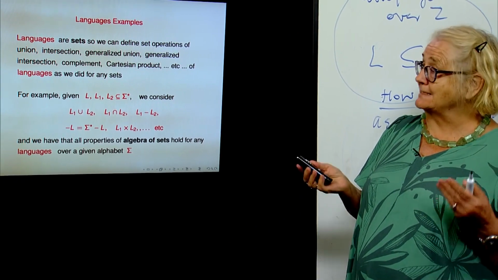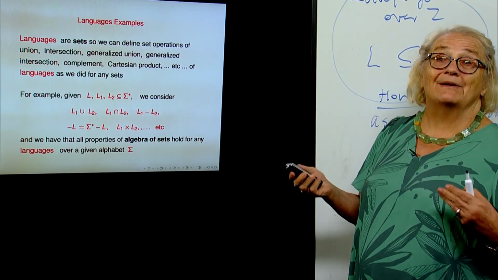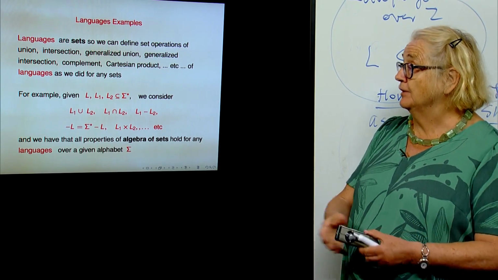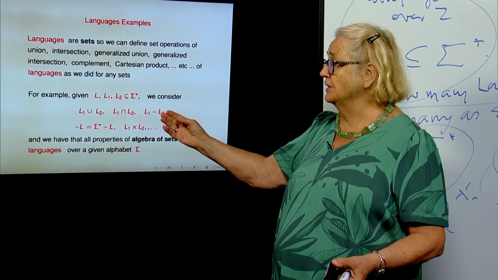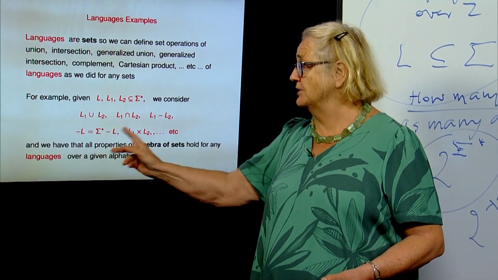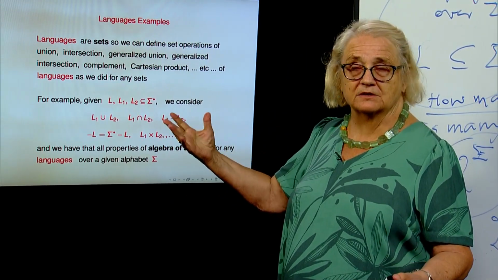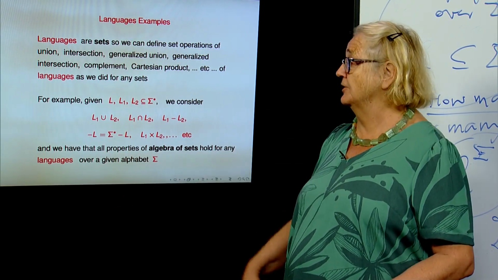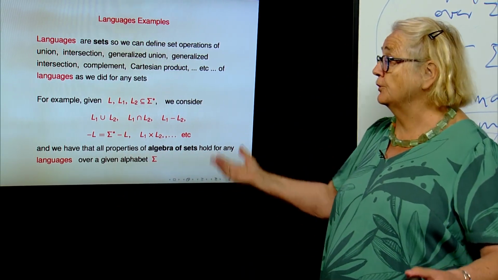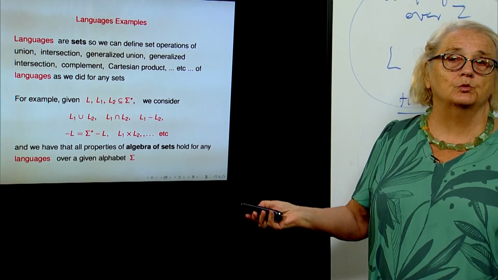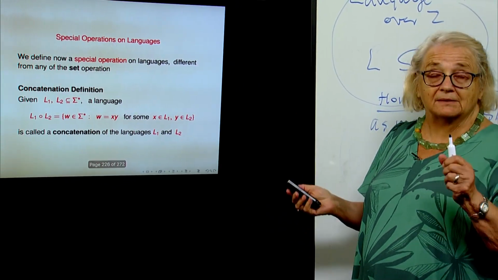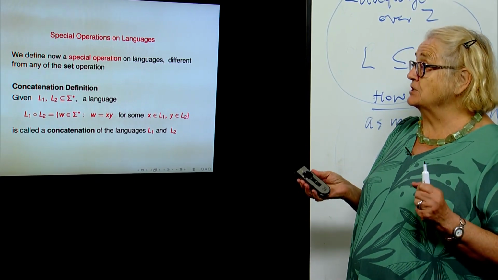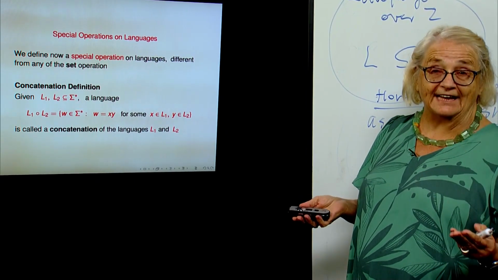Also, languages are sets. So you have all operations of sets on languages, right? You can have union of languages, intersection, difference of languages, complement. Complement of the language is sigma star minus the language. You can have Cartesian product, so everything which you do with sets, you have with languages. But, of course, we have a special operation. And the special operation is concatenation.